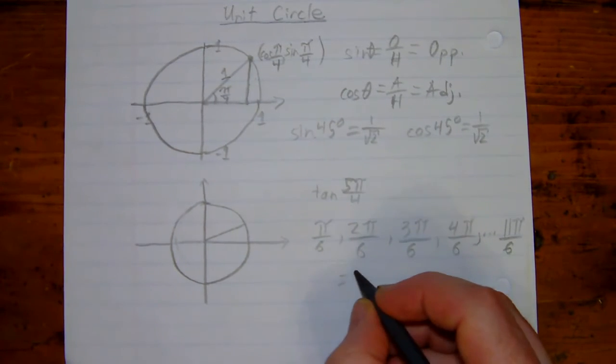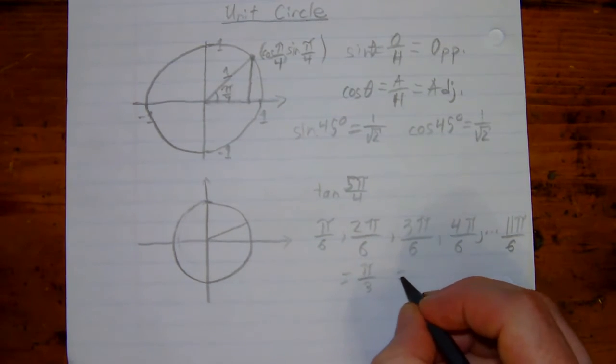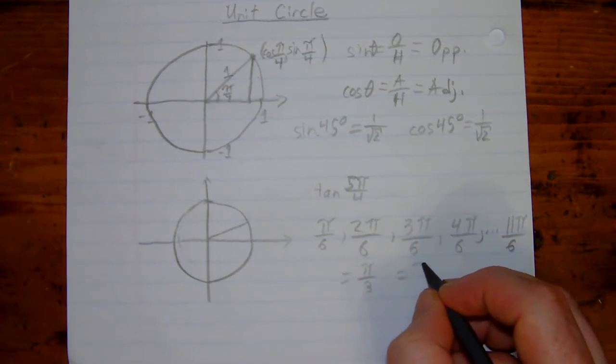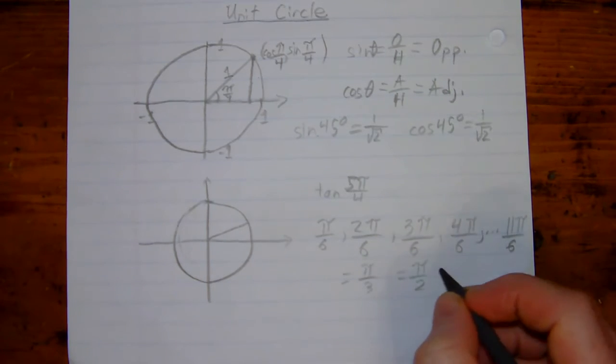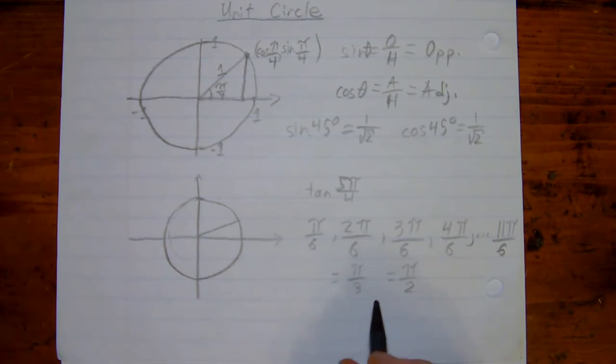And you'll notice that many of these are not in lowest terms, right? So 2 pi by 6, that's the same thing as pi by 3. 3 pi by 6, that's the same thing as pi by 2, and so on. So for a lot of these, they can be simplified down, and you'll get something different.